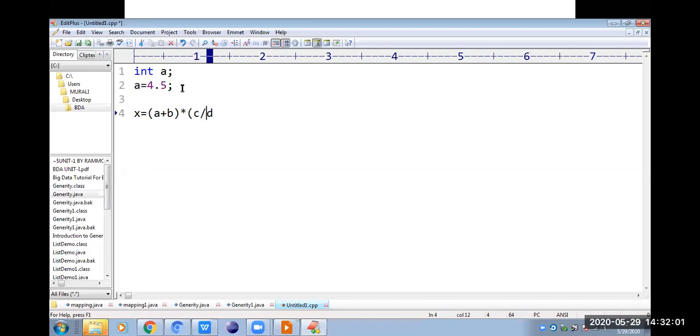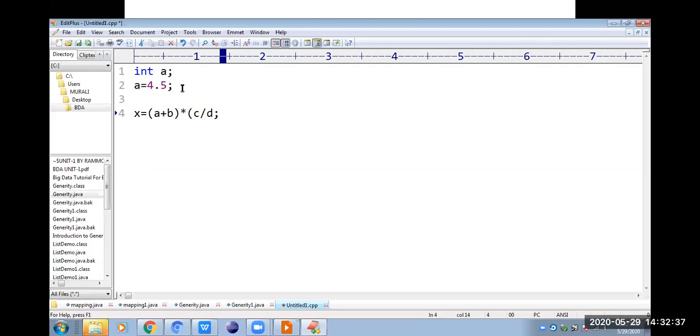What's the mistake in this one? If you observe this line, what's the mistake? When we write a formula, an expression like this, what's the mistake in that expression? Yeah, we missed the parenthesis.